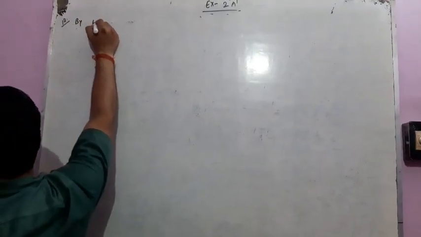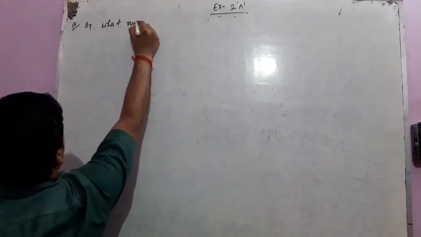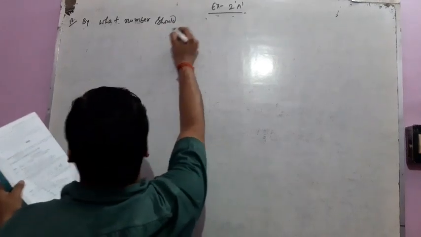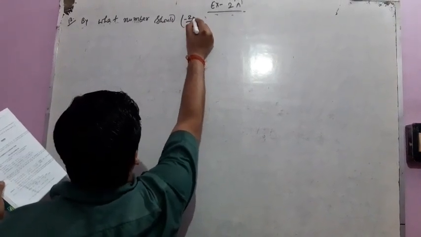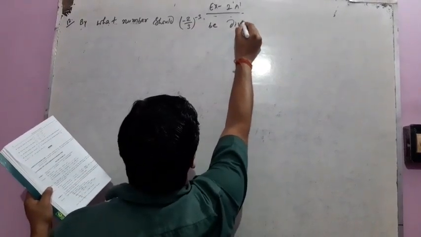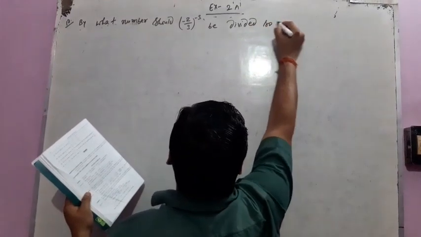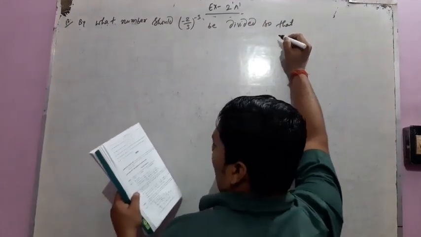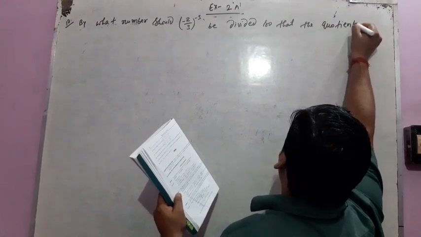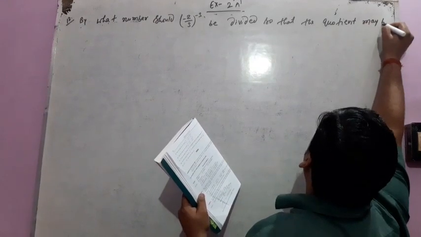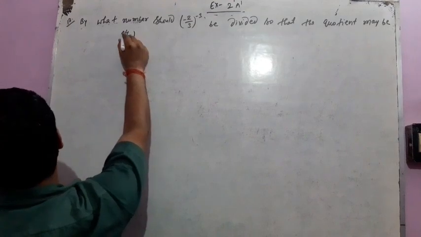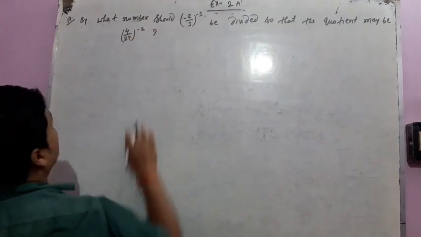Question number 12. By what number should (-2/3)^-3 be divided so that the quotient may be (4/27)^-2?